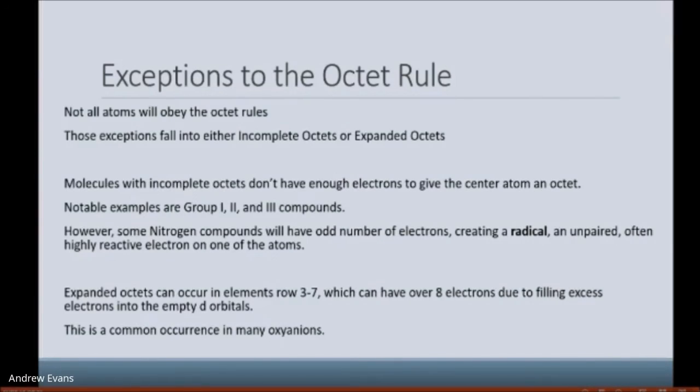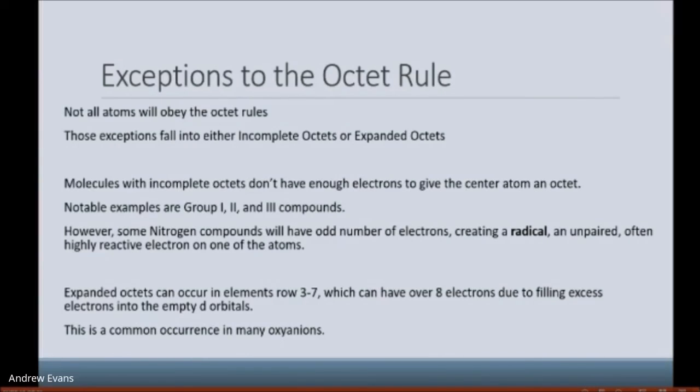Group 1 and group 2 are metals, and they will be in ionic bonds. But group 3 boron is the one where, remember we looked at borane, BH3, and BH3 just had 6 electrons. There was no way to give it 8. Boron just cannot get that 8 without doing something funky. Most boron-related compounds will have that issue. It doesn't have enough electrons to give it an octet without breaking some other rules.